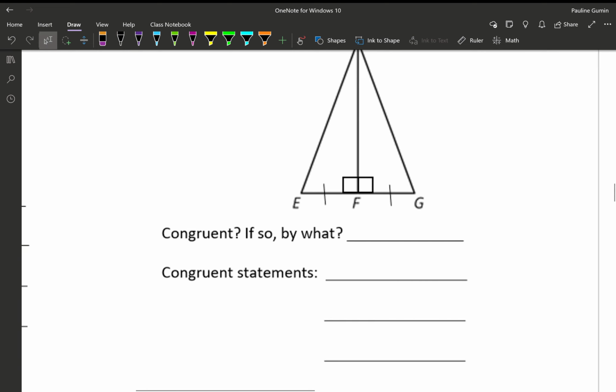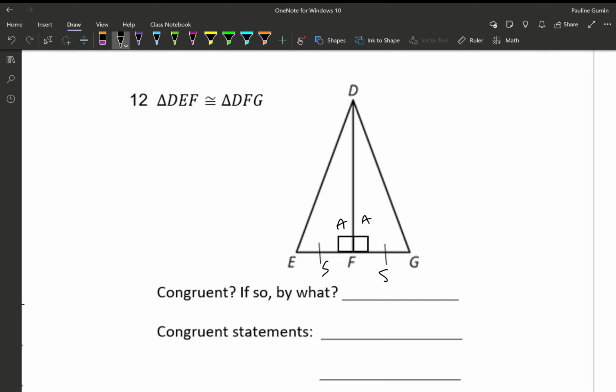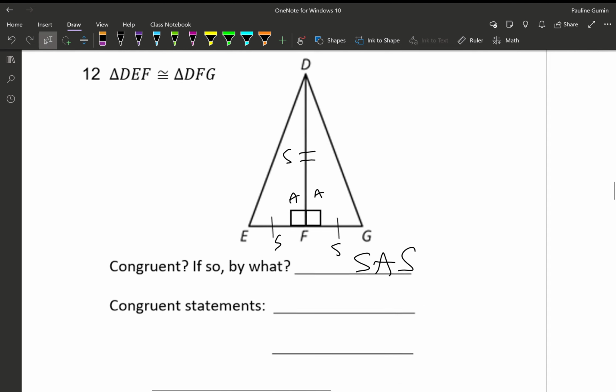All right, onwards to number 12. Okay, so I see 2 angles marked. I see 2 sides. Can I mark anything else? Yeah, I can mark the middle one. Are they congruent? Indeed they are, by SAS. SAS. Let's write it down.